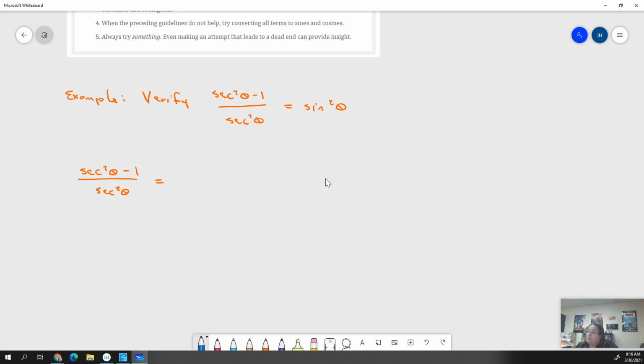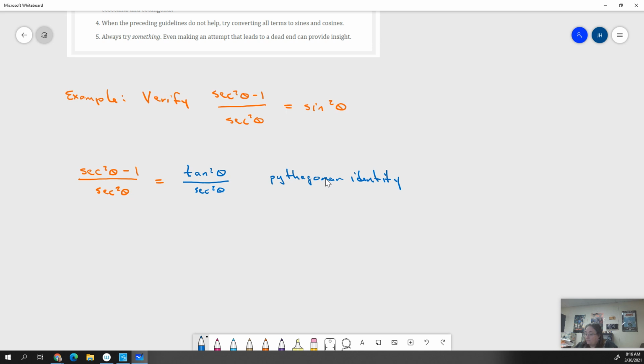I know from the Pythagorean identity that secant squared theta minus 1 equals tangent squared theta. It is one of my Pythagorean identities. So I'm just going to write tangent squared theta over secant squared theta. I'll even tell you over here, I used the Pythagorean identity, right?